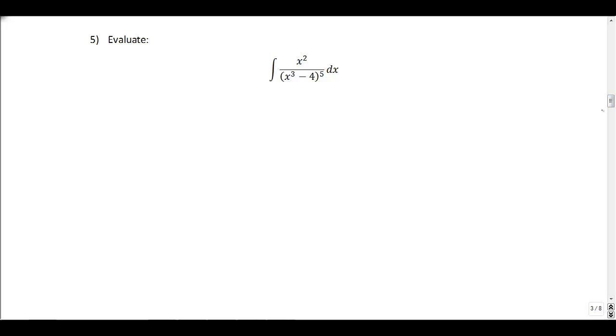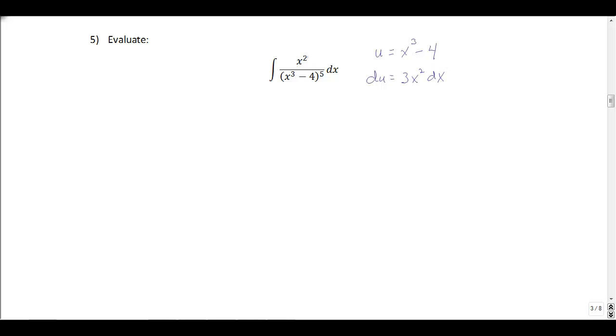Next one. I'm going to do an integral of x squared over (x cubed minus 4) to the 5th with respect to x. Now, what I'm going to do is let u equal something kind of complicated here. I'm going to say u equals x cubed minus 4. The reason I like that is the denominator turns into u to the 5th. What's even nicer here is du is 3x squared dx.